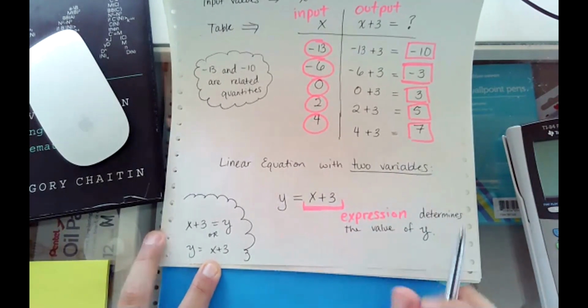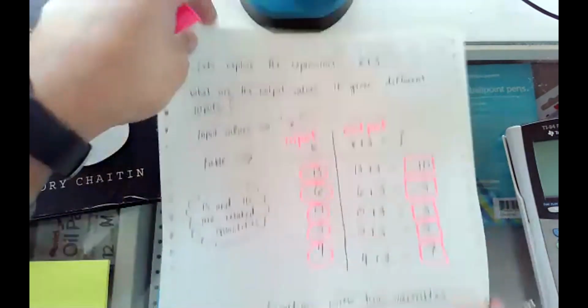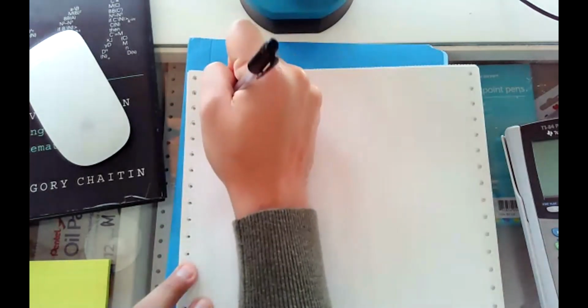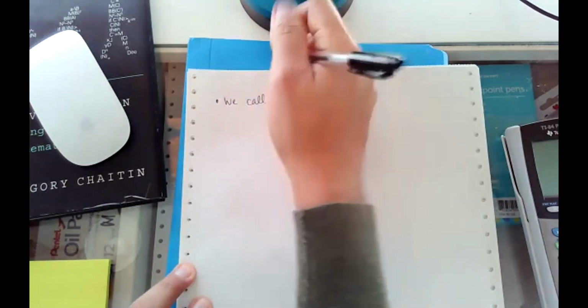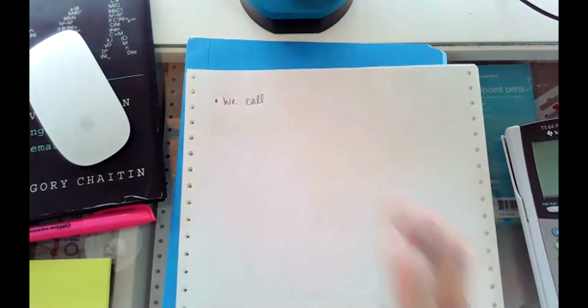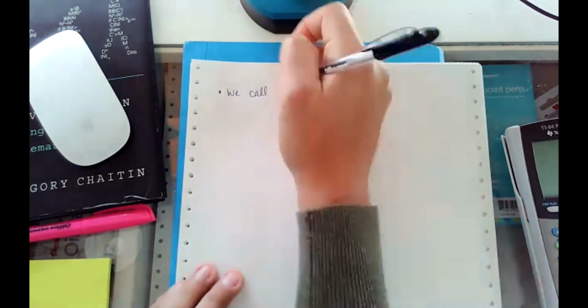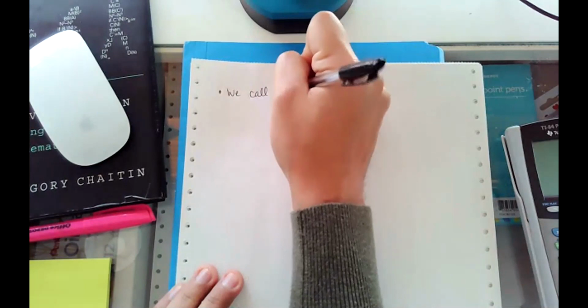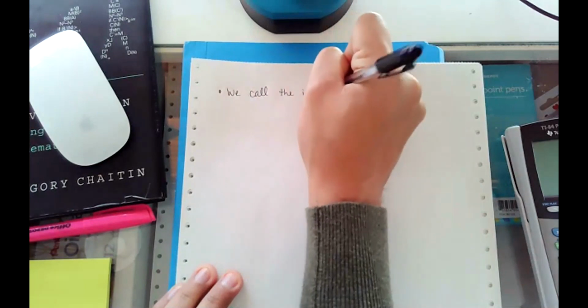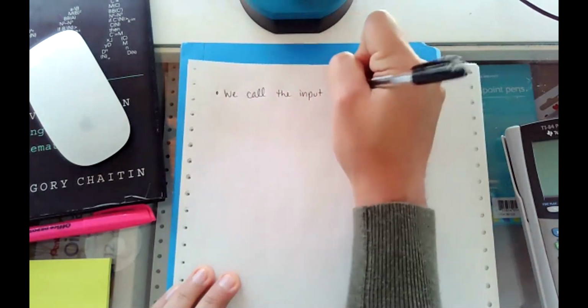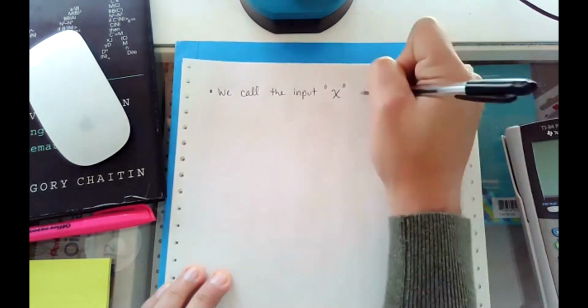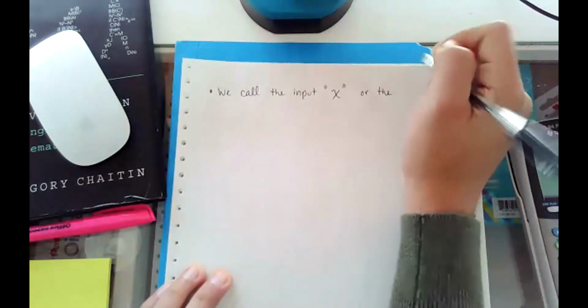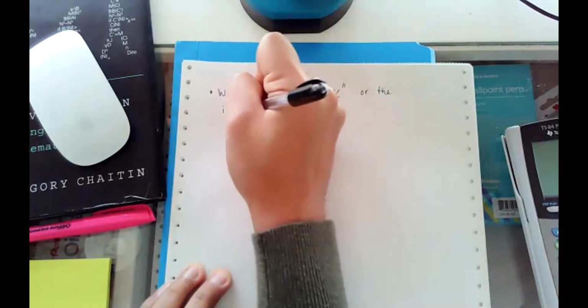Okay. So for that reason, we have this vocabulary around linear equations with two variables. So usually x and y tend to be our favorite variable names. So usually we call the input x or the independent variable.